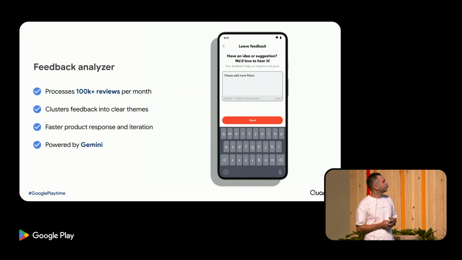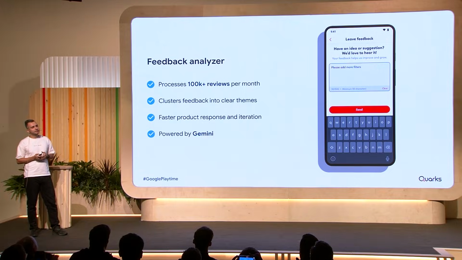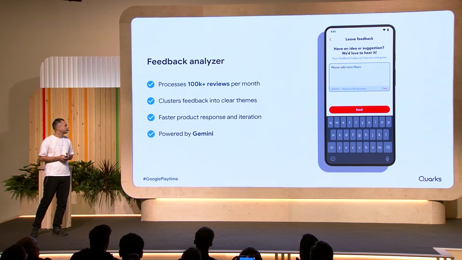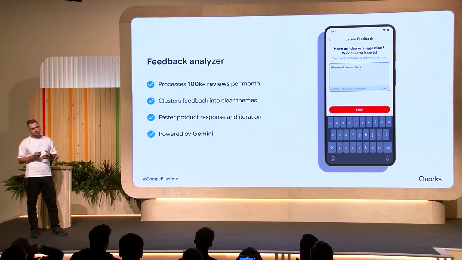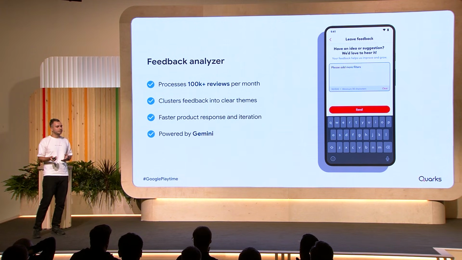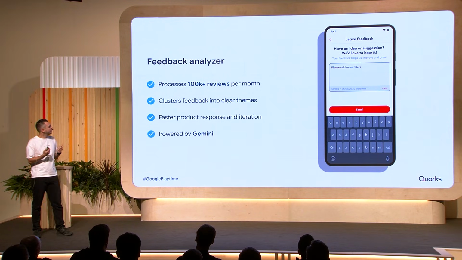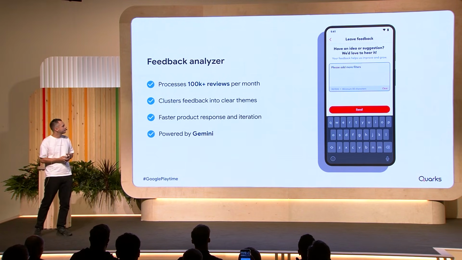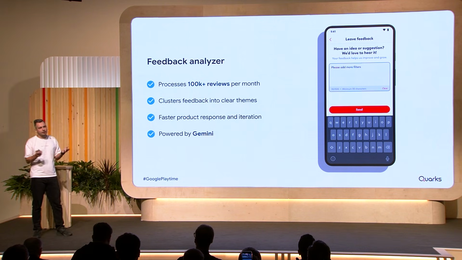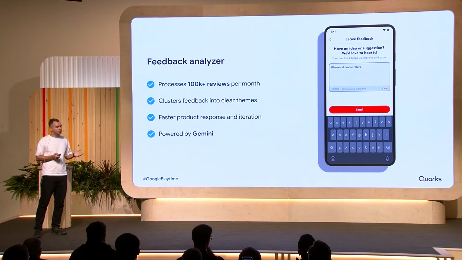And the last solution is the feedback analyzer, which processes more than 100,000 user reviews per month. It clusters feedback into clear themes like pricing, trust, UX problems, etc. And it gave us quicker and faster product response and iteration for our product teams. We did it with Gemini.